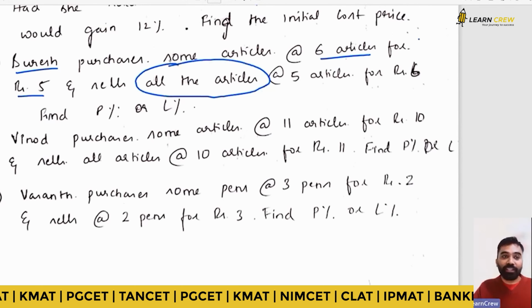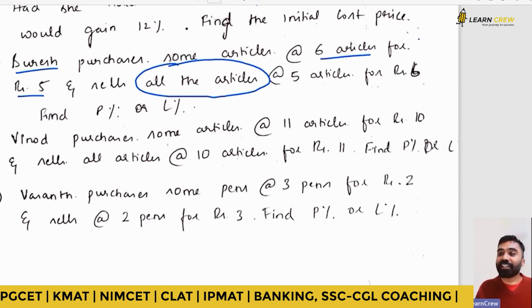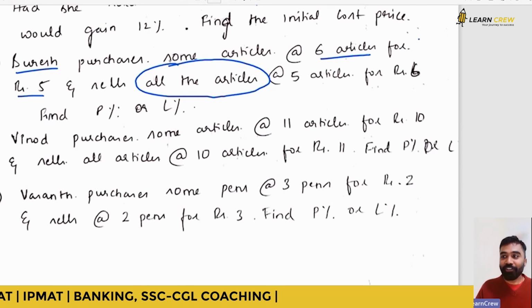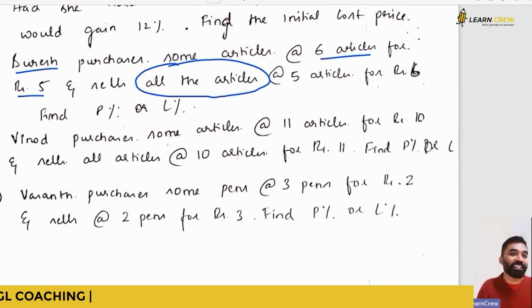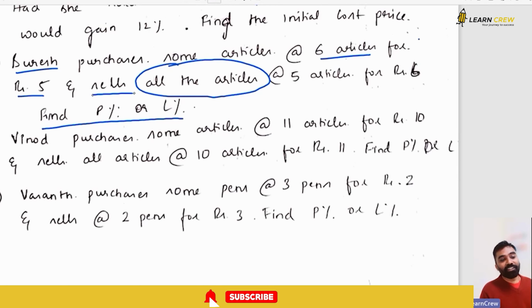It means whatever you're buying is 100% sold. Only then you can calculate profit or loss. Whatever you're buying, everything should be sold. Only then it is a profit or a loss. Now you should find out whether it is a profit or a loss, when he sells all the articles.